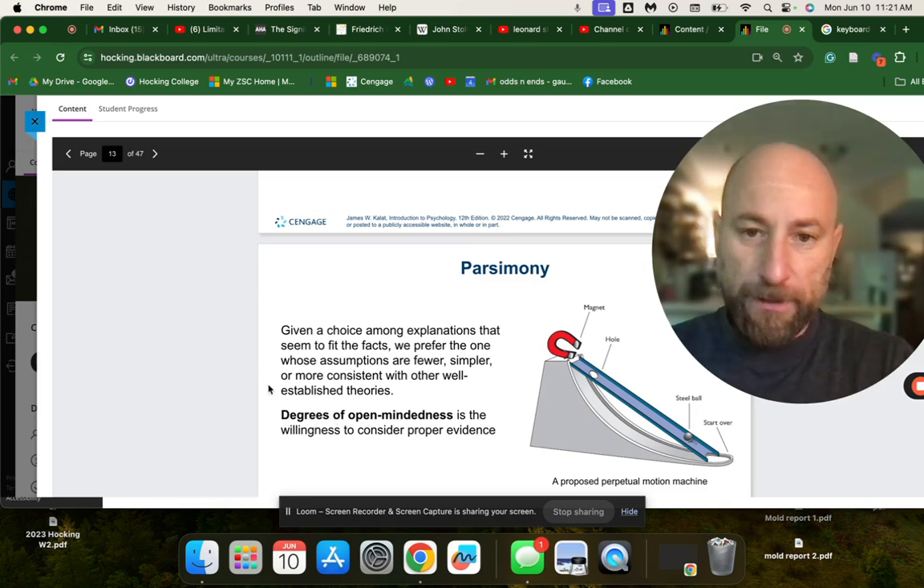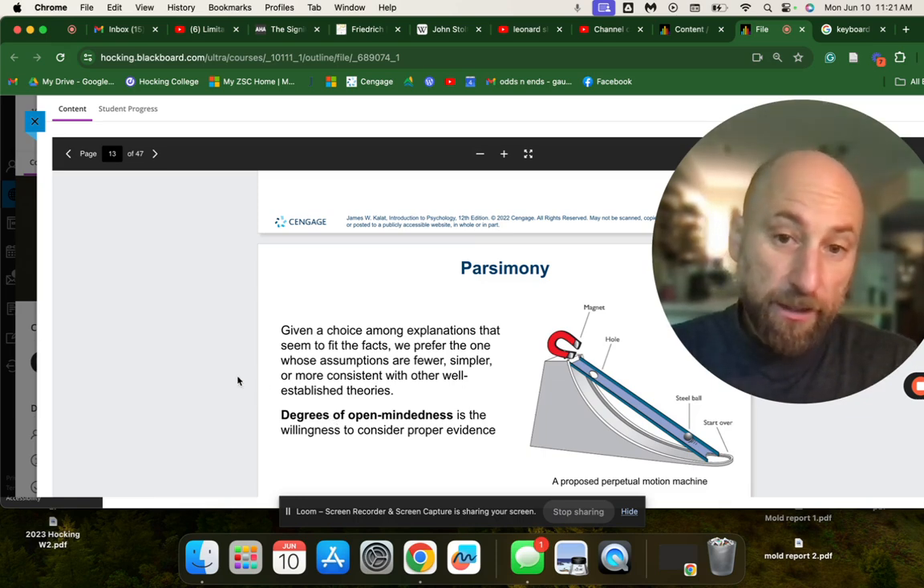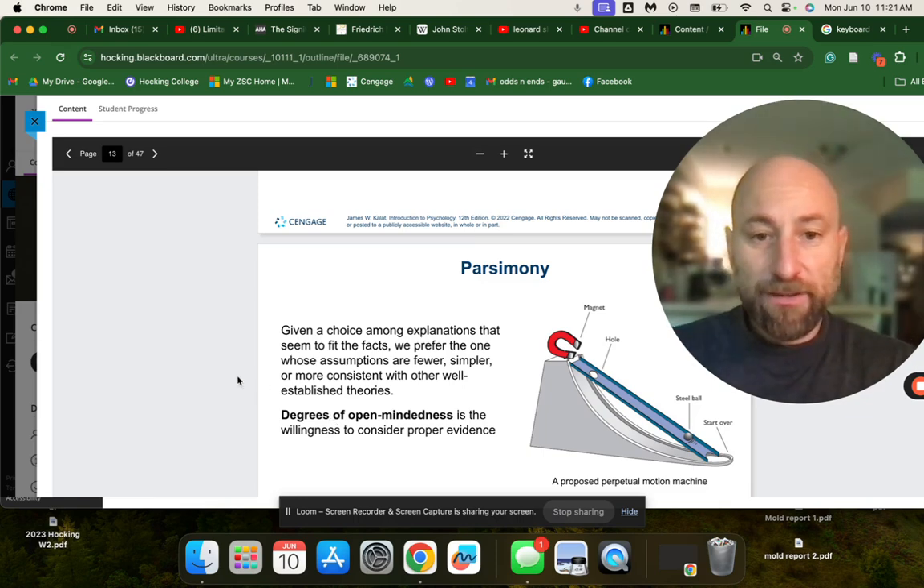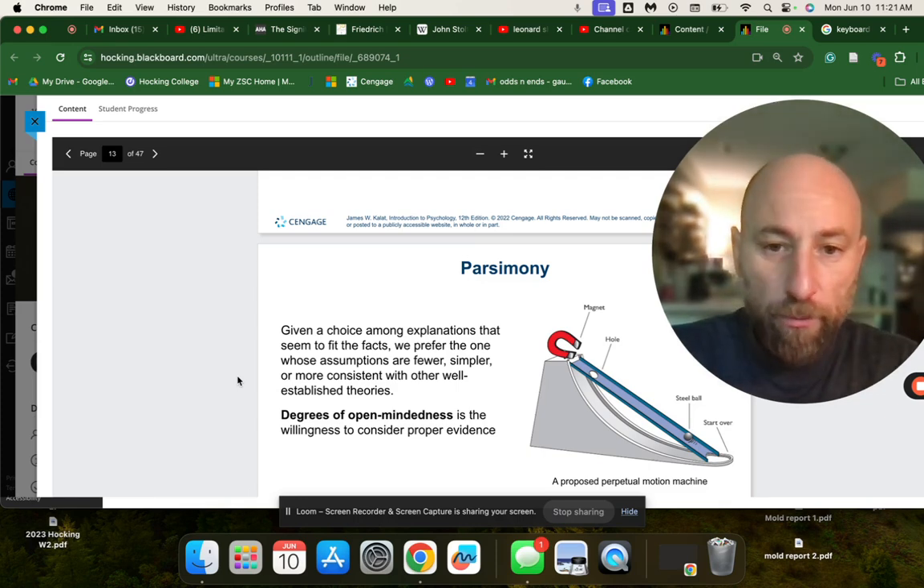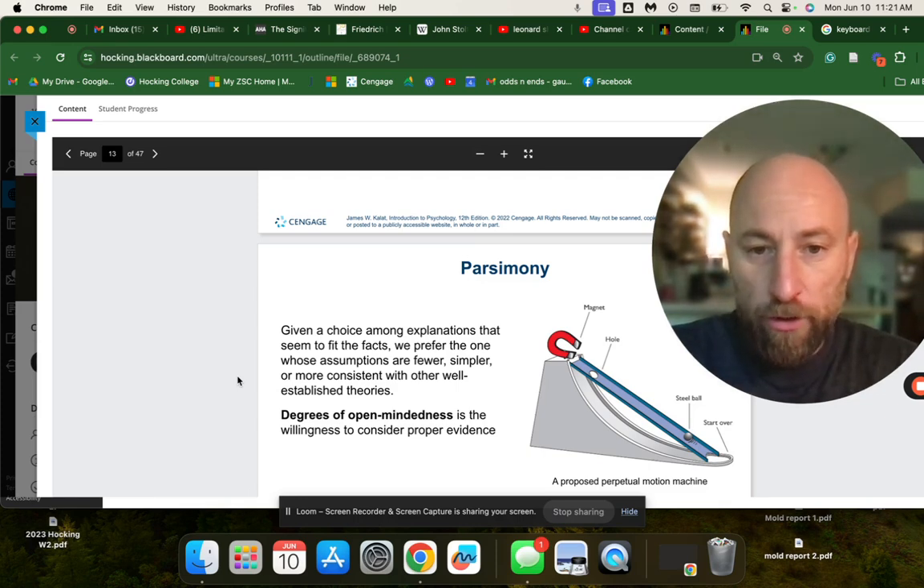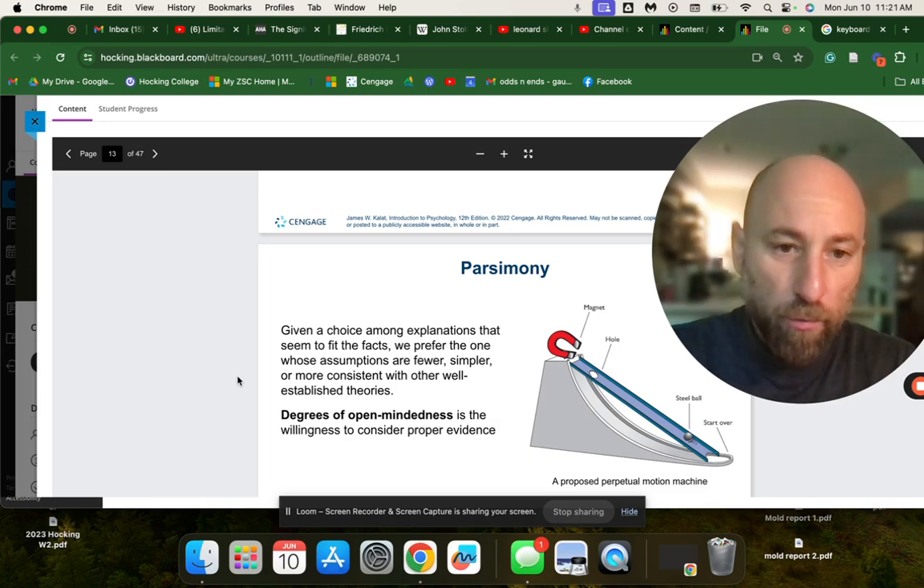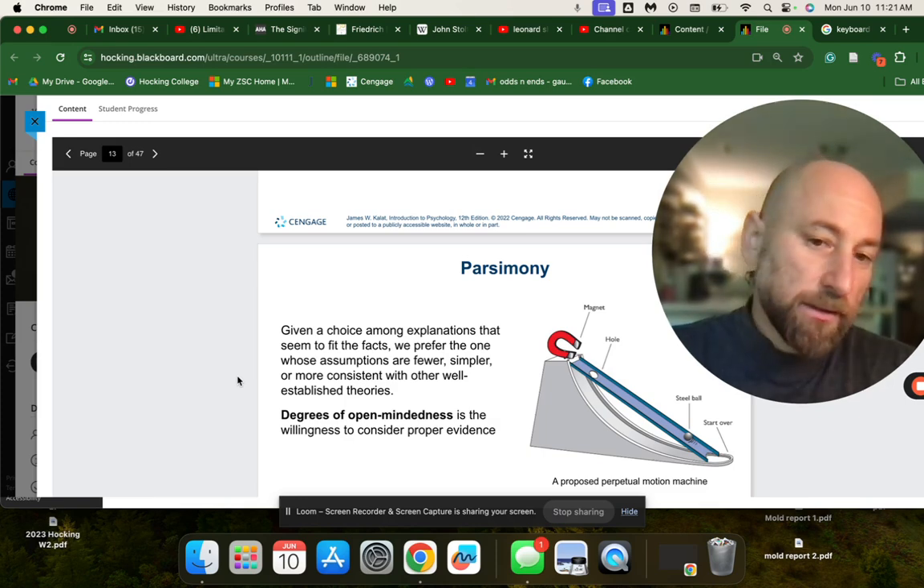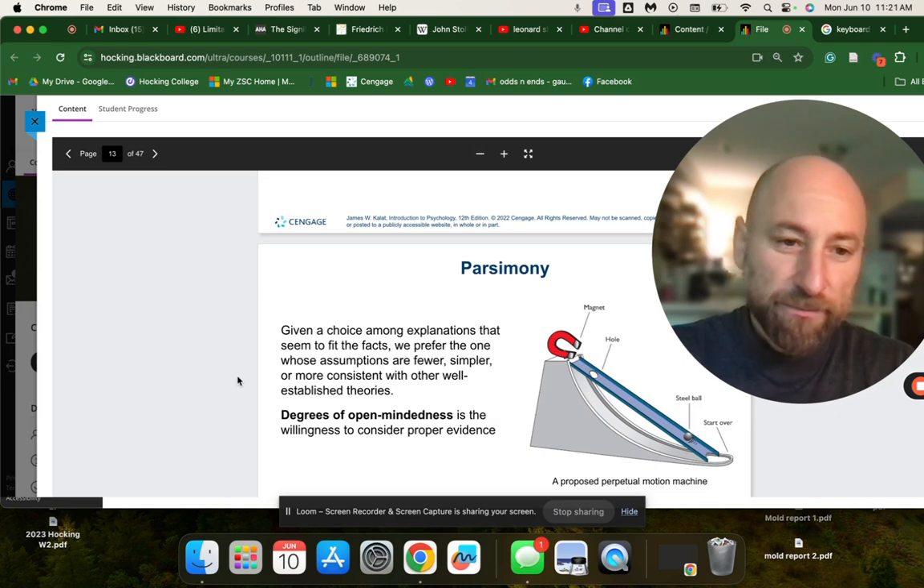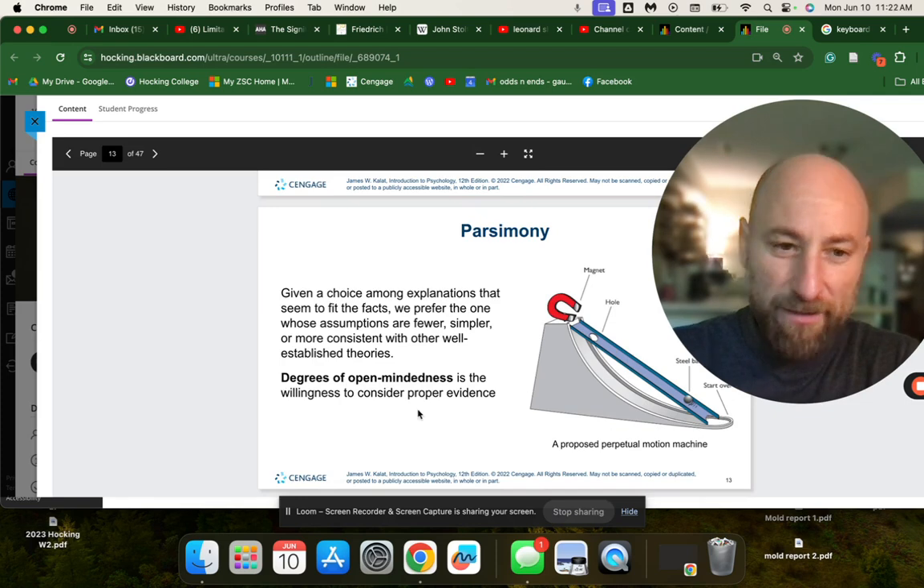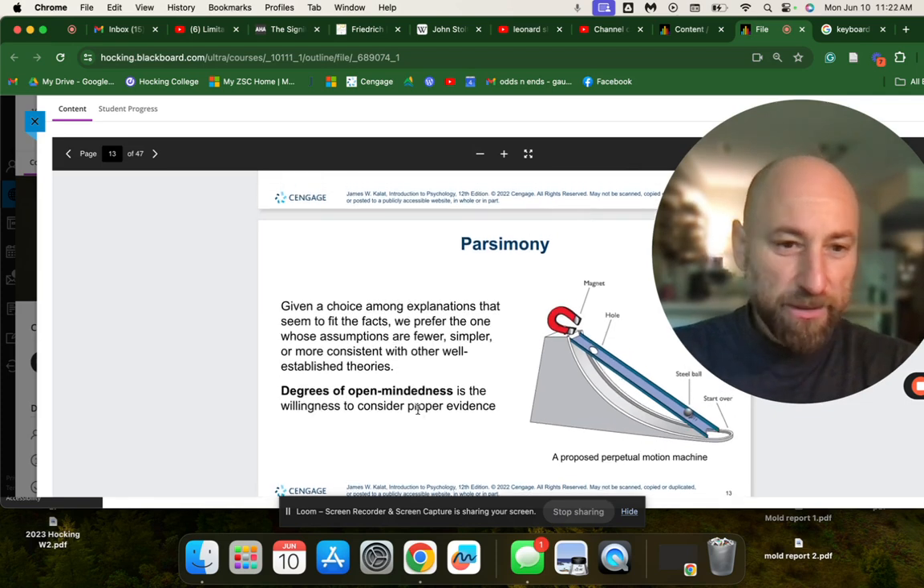Okay, parsimony. Given a choice among explanations that seem to fit the facts, we prefer the one whose assumptions are fewer, simpler, and more consistent with other well-established theories. Degree of open-mindedness refers to willingness to consider proper evidence. I actually don't know what this image is supposed to be. I have not read this part of the textbook, apparently.